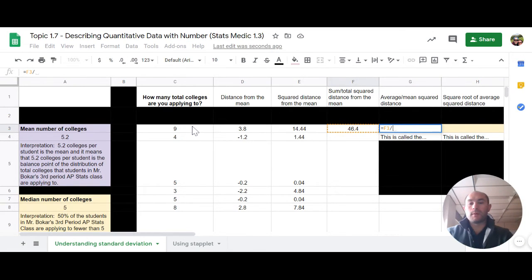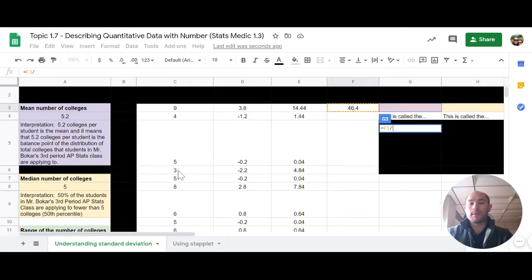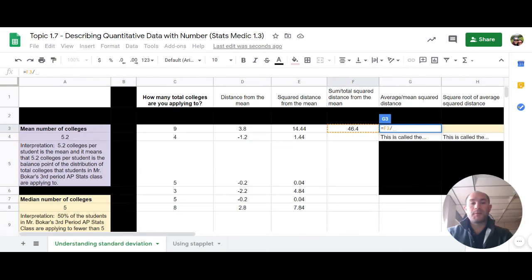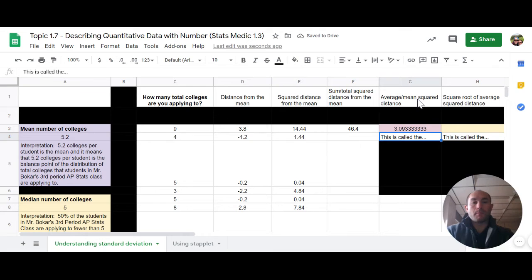I think we had 3 all the way down to 15 data points. So we divide by 15. This is our average or mean squared distance. And this is all squared, right? So the units right now are actually colleges per student squared. To get them back to a regular unit, we take a square root.